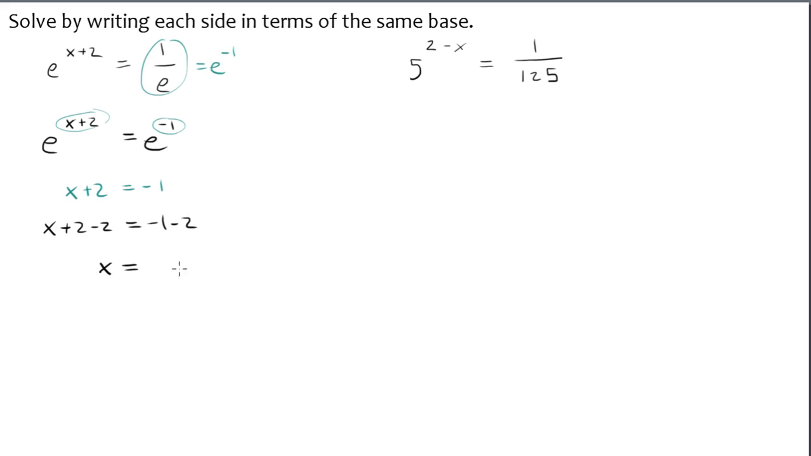And we're solving like we always are. X is negative 3, which again is fine. Exponents can have negative numbers. Their domain is all real numbers.